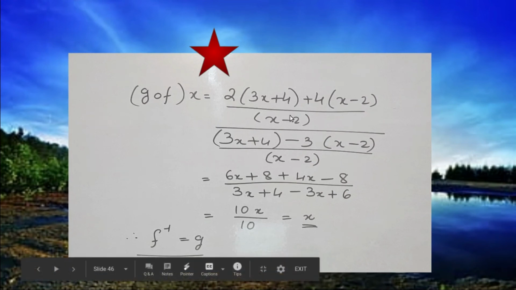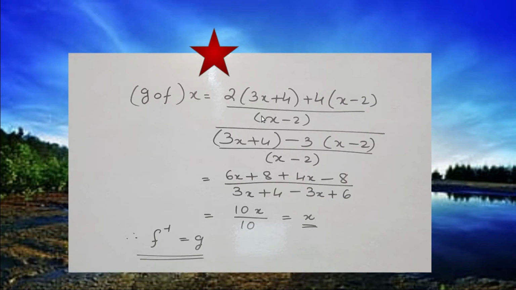Now take x minus 2 as denominator. We get 2 into 3x plus 4 plus 4 into x minus 2, whole divided by x minus 2, divided by 3x plus 4 minus 3 into x minus 2 divided by x minus 2. Now cancel this x minus 2. So 2 into 3x is 6x, 2 into 4 is 8, 4x minus 8.